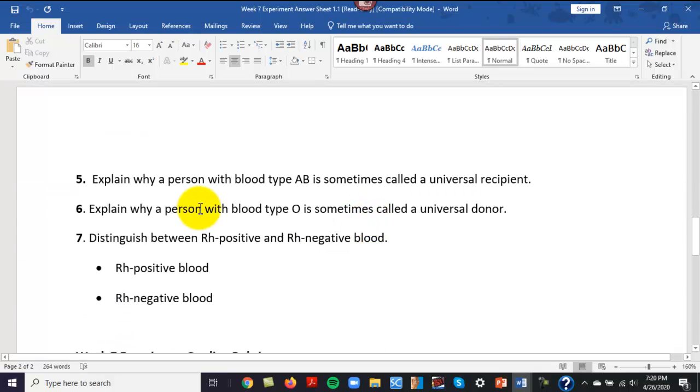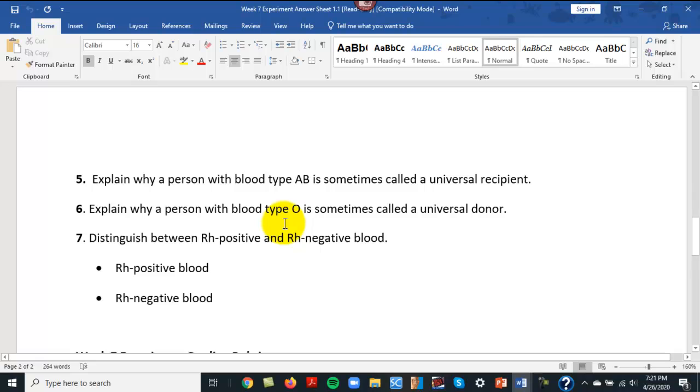And then explain why a person with type AB is called a universal recipient, because they have no antibodies. They can receive blood. There's no problems there because there's no antibodies to cause clumping. Explain why a person with type O is sometimes called a universal donor, because they have no antibodies. Or excuse me, they have no antigens. Sorry about that. They have no antigens.